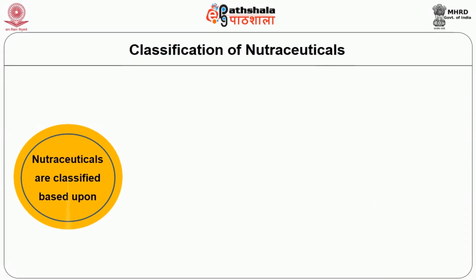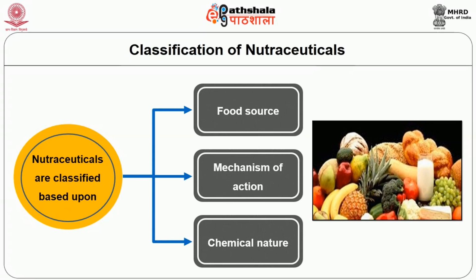Next, the food scientists who are working on development of a functional food product will include physiological properties, stability and sensory properties, while the dietitian will be more concerned about the nutraceutical potential of intact foods and how to apply it in modified diets. However, nutraceuticals are classified based upon the following: one, the food source; two, the mechanism of action, how they act; and three, the chemical nature of the nutraceutical.